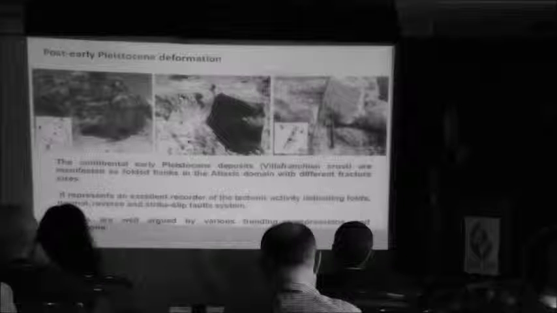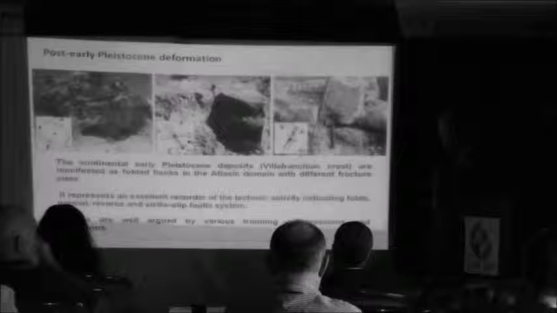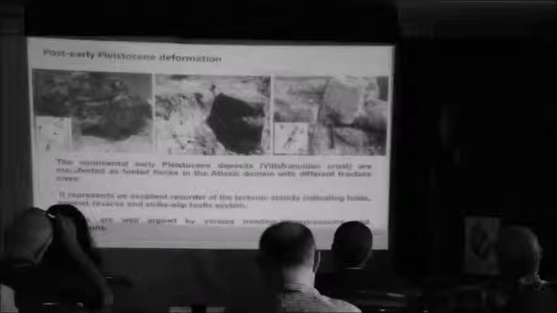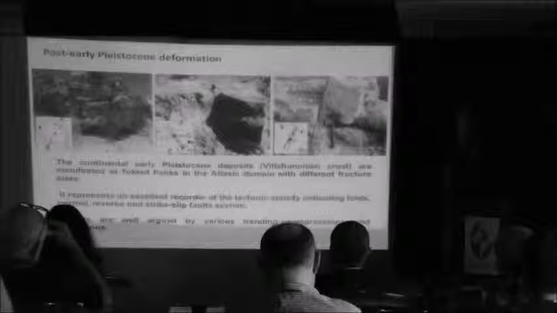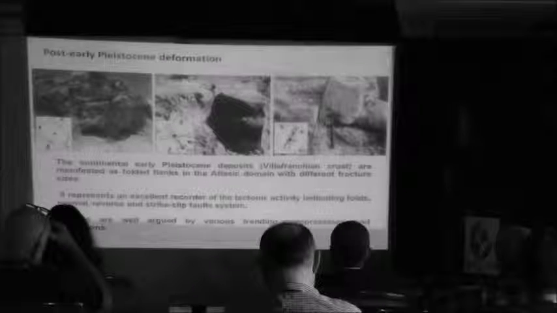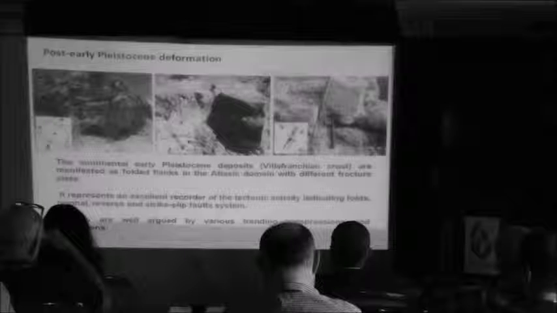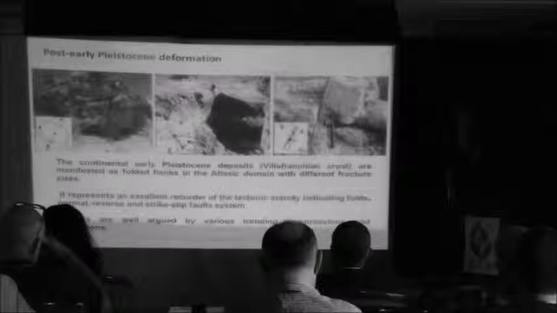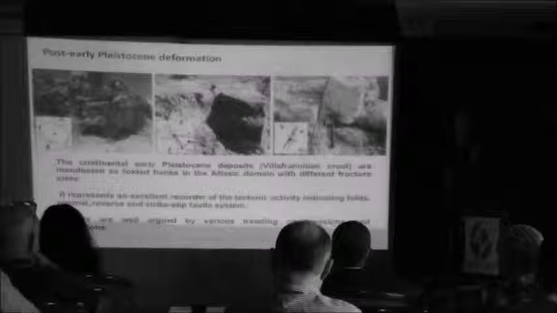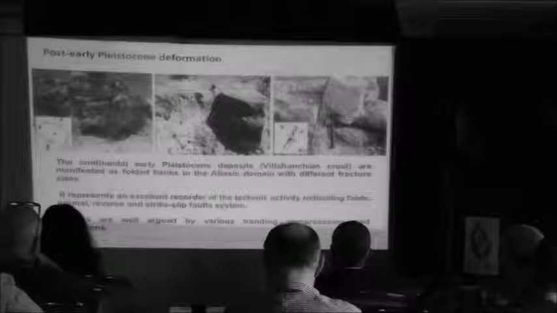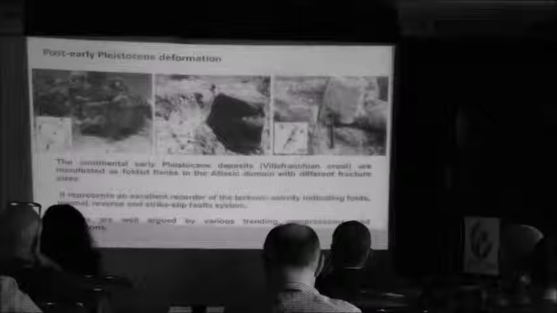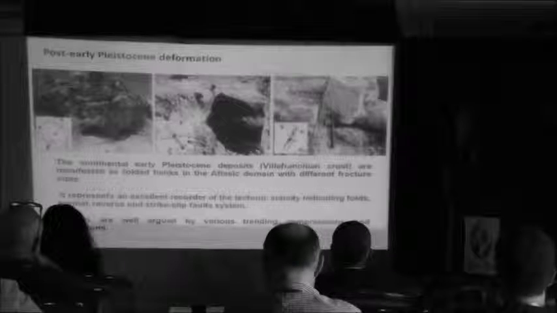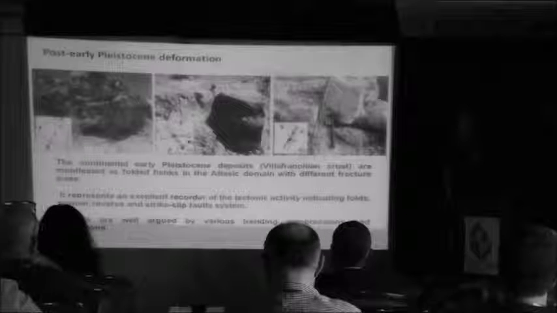The post-early Pleistocene deformation that affects the Villafranchian crust represents an excellent record of the tectonic activity and a normal strike-slip fault system, and the results are well argued by various stress regimes of compression and extension: northwest-southeast extension and compression, transpression strike-slip, and north-south compression.